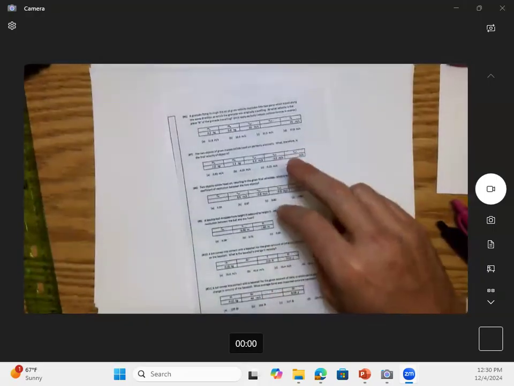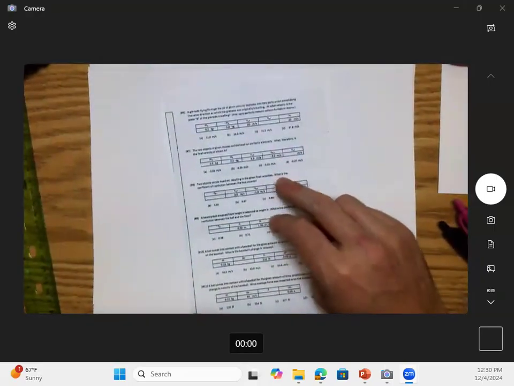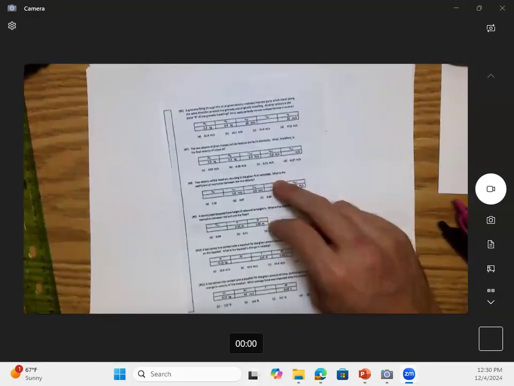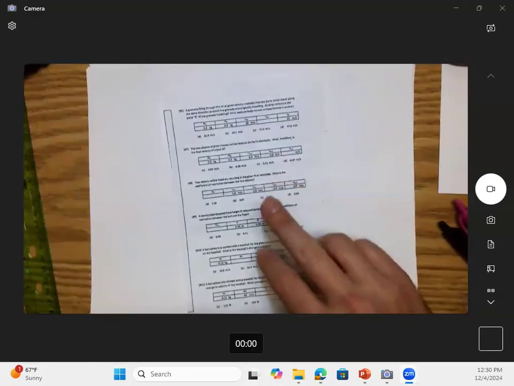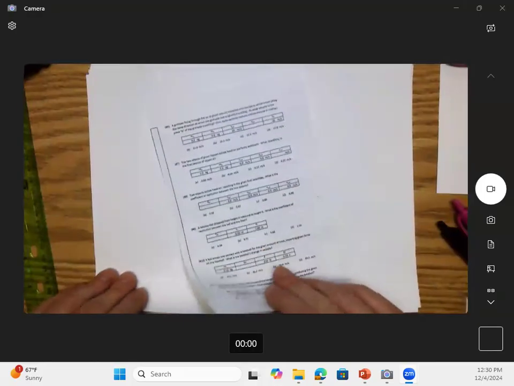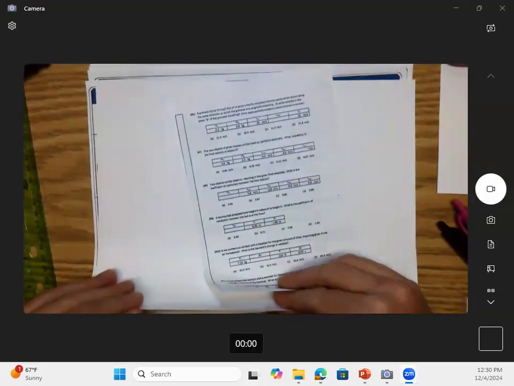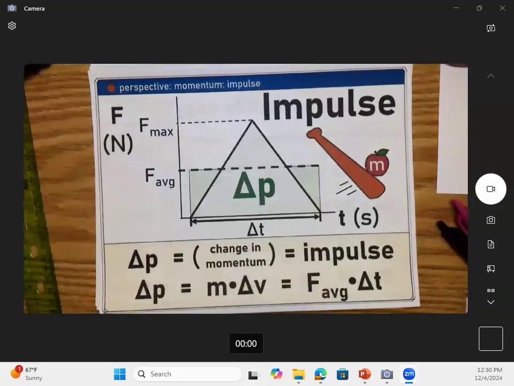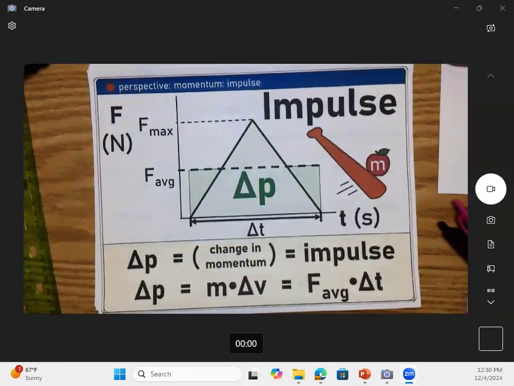So now 8, 9, I'm going to come back to, because that's the lab I'm going to have you guys do later today. So we'll come back to those. But number 10 and 11. You guys ready for 10 and 11? These are impulse questions.